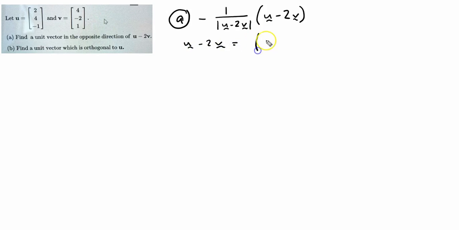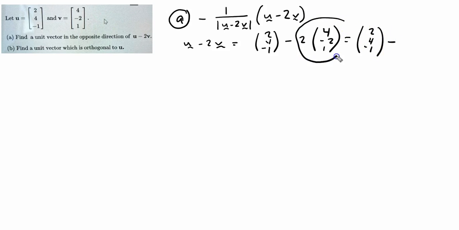is going to be the vector u minus 2 times the vector v. And so that's going to be u minus, and then I'm going to multiply that through. So I multiply 2 times every coordinate in there. And then I'll get a single vector here.